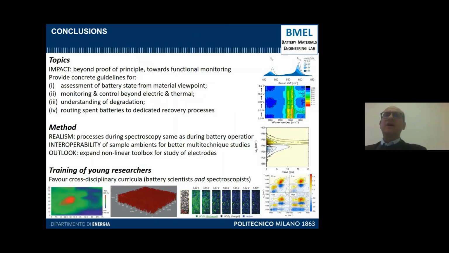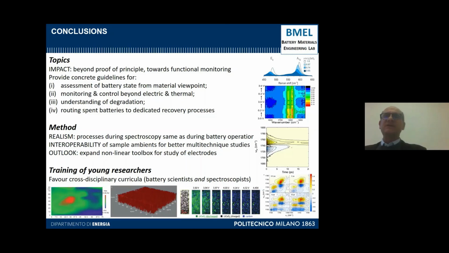First of all, the direct bearing of optical studies on battery technologies should be increased by moving beyond the proof of principle stage and targeting functional monitoring, providing concrete guidelines, among others, for the assessment of battery state, exploiting explicit material information. Monitoring control beyond merely electrical and thermal, which is the state of the art, understanding of degradation, as Akshay was pointing out in the previous talk, and then routing spent batteries to dedicated, environmentally friendly and sustainable recovery processes.